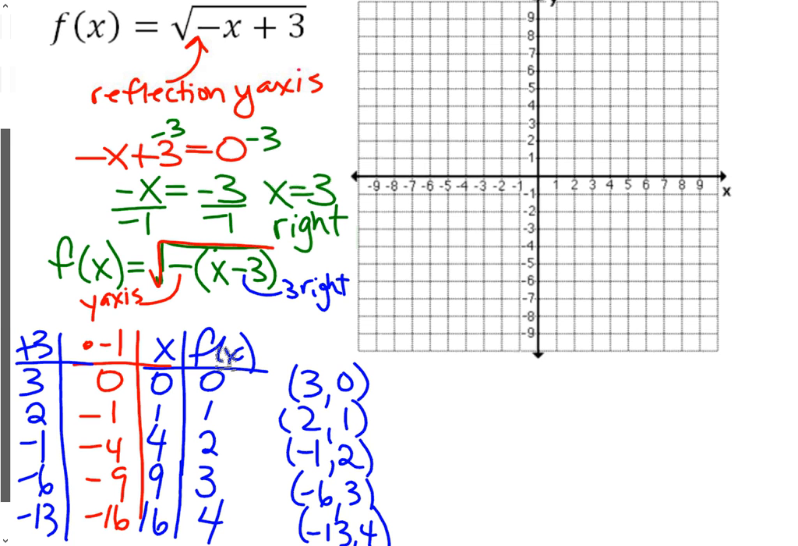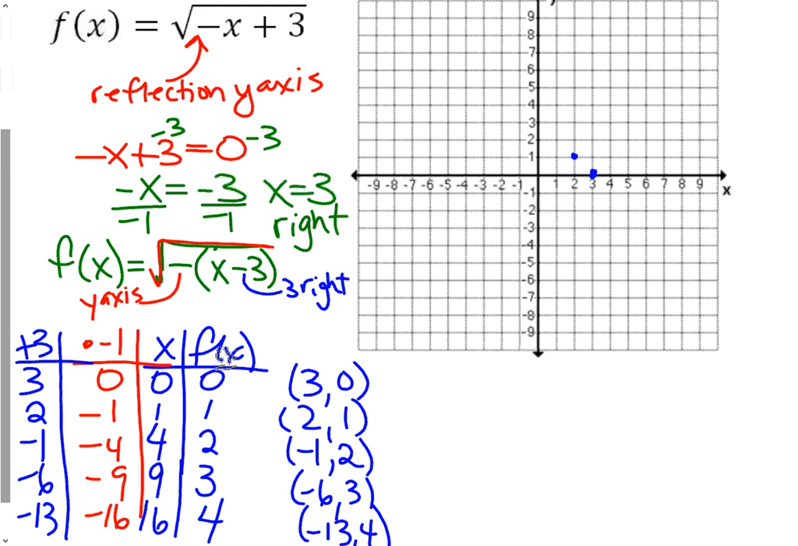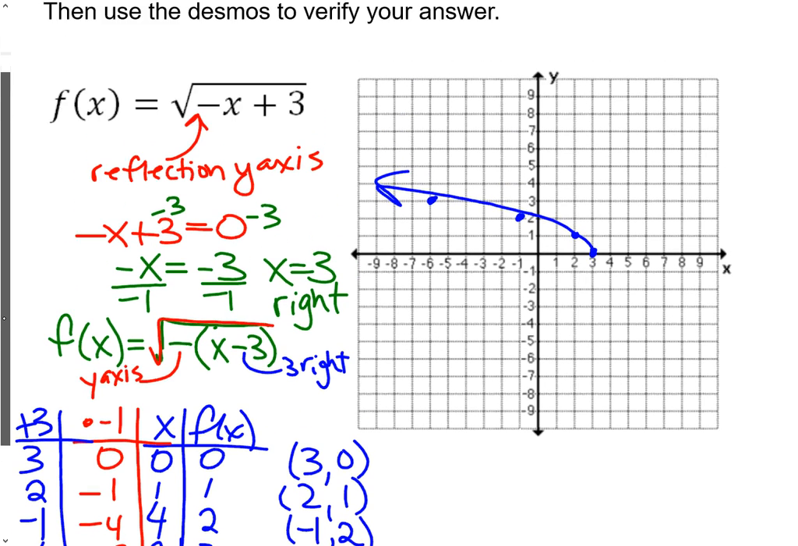So (3, 0) is here, (2, 1), (negative 1, 2), (negative 6, 3), and then of course (negative 13, 4) is all the way out there. So this is our graph. It has been reflected across the y-axis and then moved to the right, so I know that I must have done this correctly. So just be careful when you're looking for negative signs that are directly on the x value. Also take a look, because if there is a horizontal translation going on too, you may need to common factor out that negative sign in order to see what's actually going on with your translation.